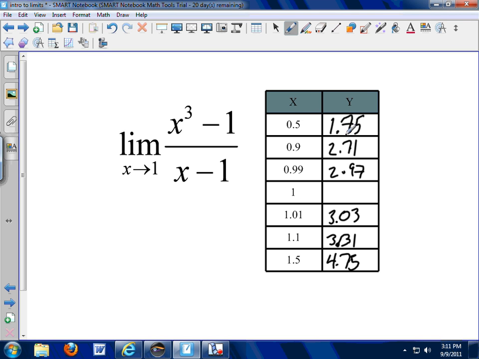So look at the pattern. Looks like in both directions we are getting closer and closer to 3, so much so that we would say that the limit of that function as x approaches 1 is 3.